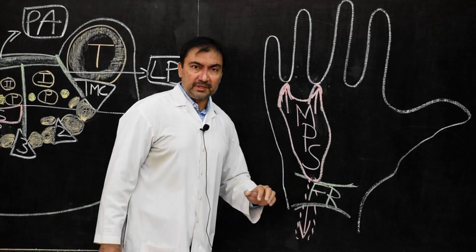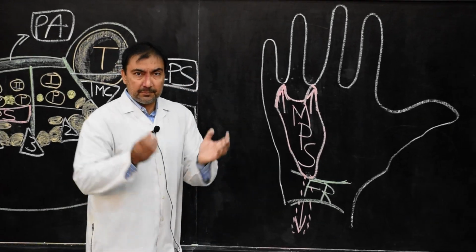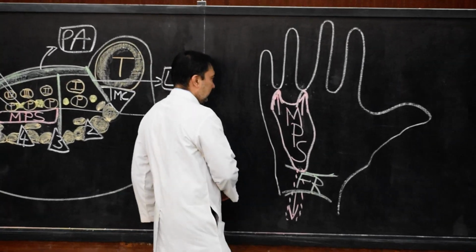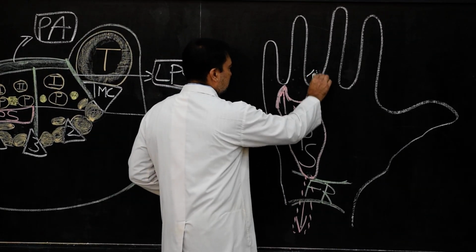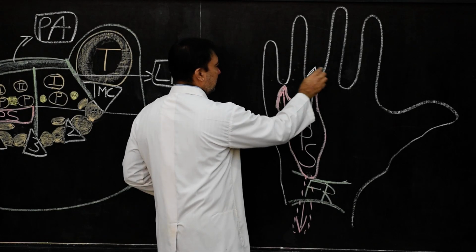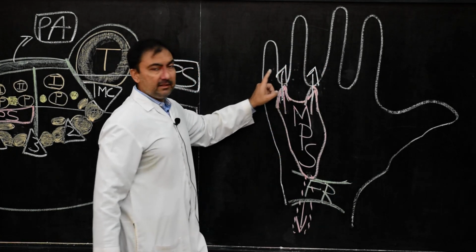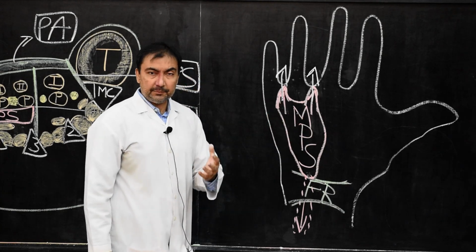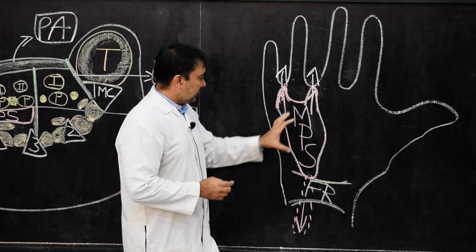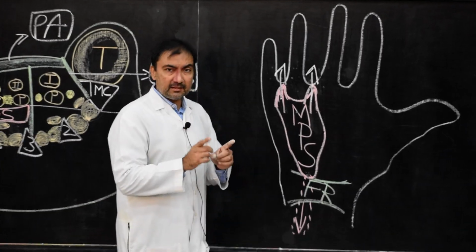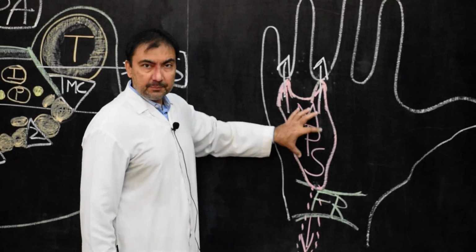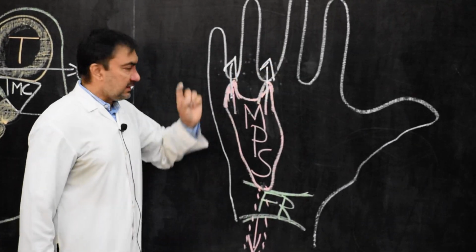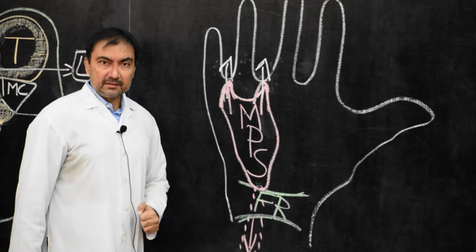And now the applied anatomy. In applied anatomy, if it is filled with pus, then surgically these webs are split. Surgical splitting of the web between the middle and ring and little finger will drain the pus in the mid-palmar space. This is the applied anatomy. If the mid-palmar space is filled with pus, then surgically the web is split and the pus will be drained. Which web? The web between the middle and ring finger and the web between the ring and little finger.